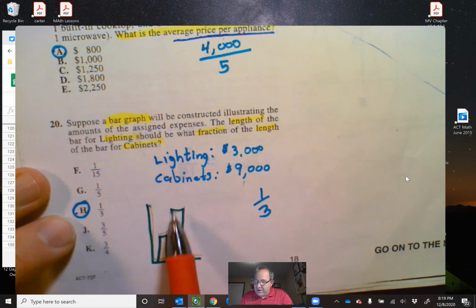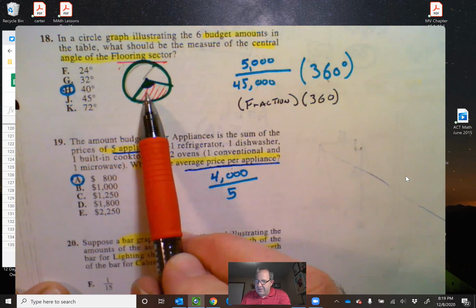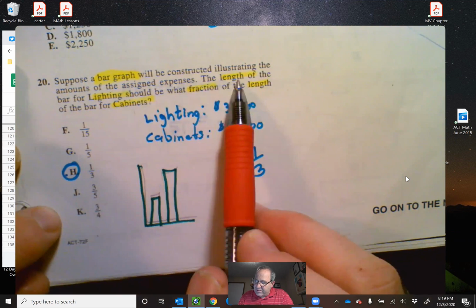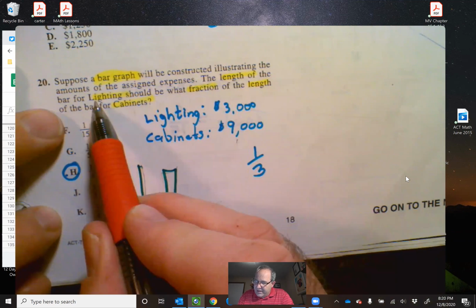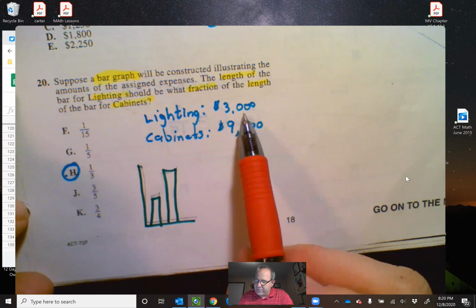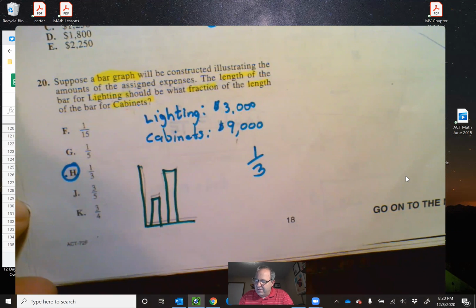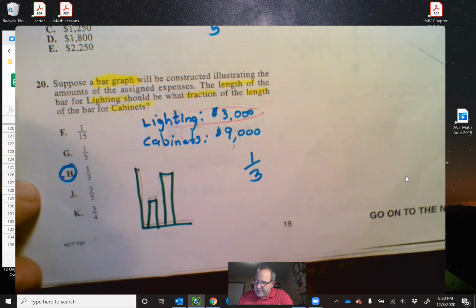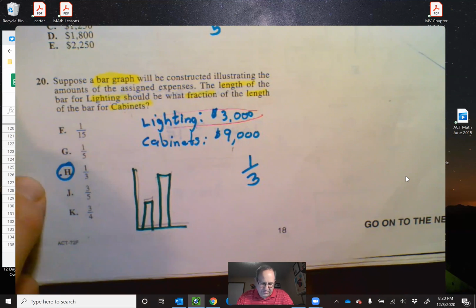Suppose a bar graph, right? So think of it. We got a pie graph here, and now we got a bar graph here. Was constructed using expenses. The length of the lighting should be what fraction of the cabinet? So I looked in the table, lighting was 3,000, cabinets were 9,000. So if I'm making a bar graph of that, I think the lighting should be a third of the cabinets, right? So letter H, letter H.